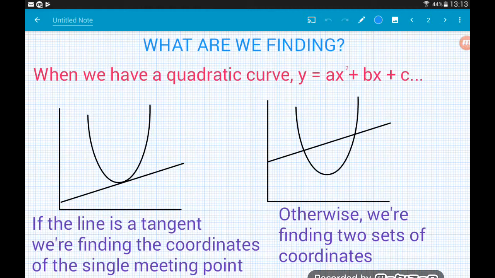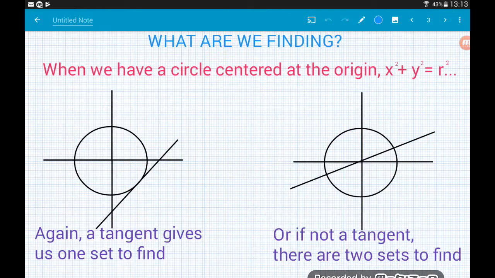Now you might be thinking about what happens if a line doesn't meet a curve, which it does happen, good question. If that's the case, then we're not dealing with simultaneous equations because there would be no real solution to them. So we're only dealing with these two possible scenarios, as well as the two with the circles.